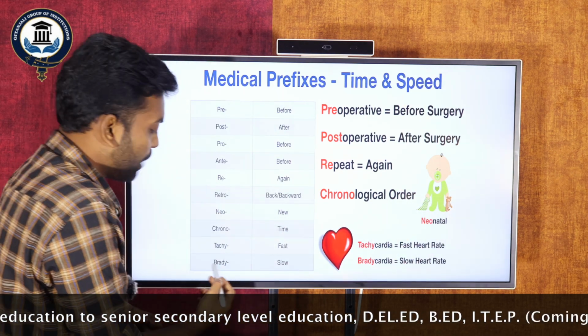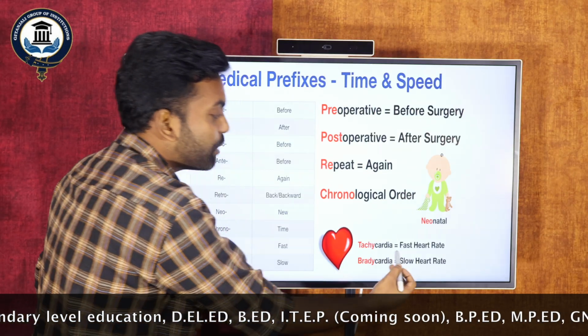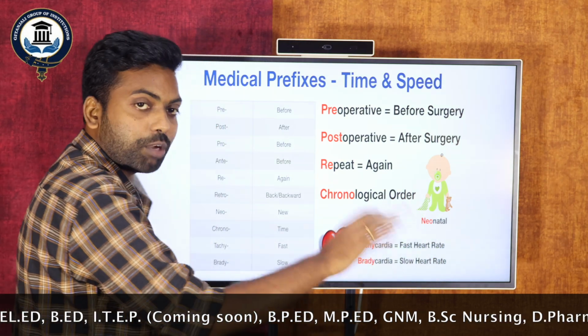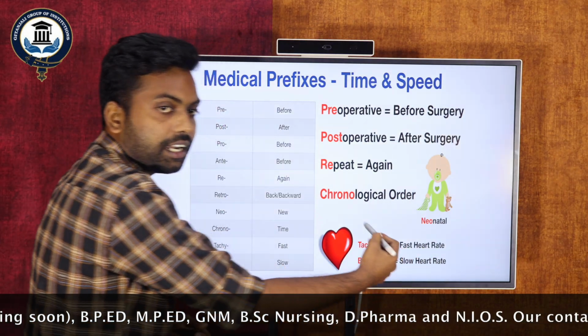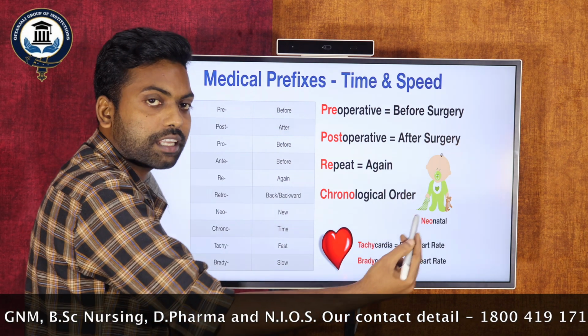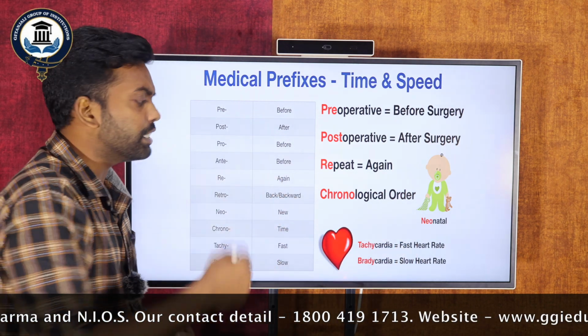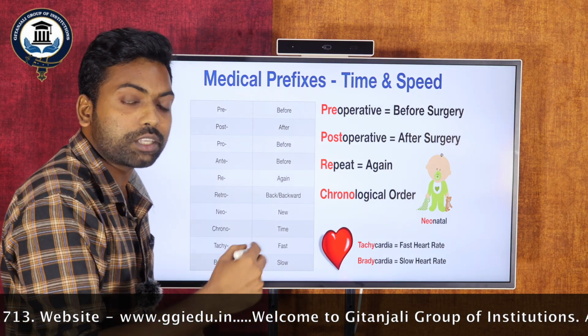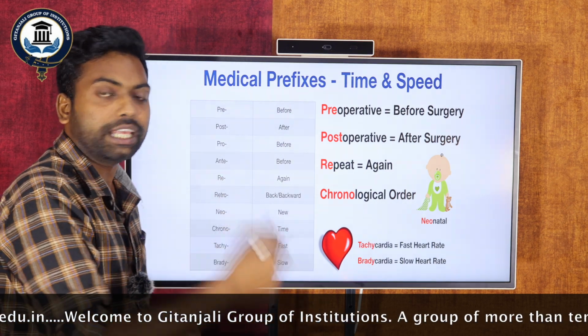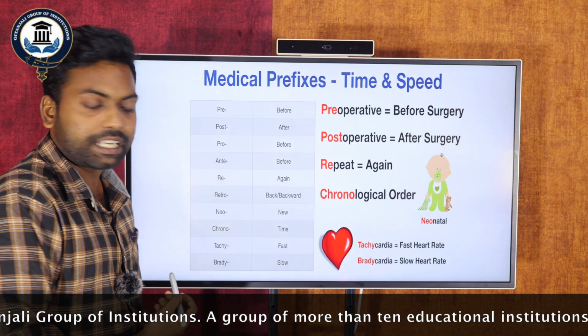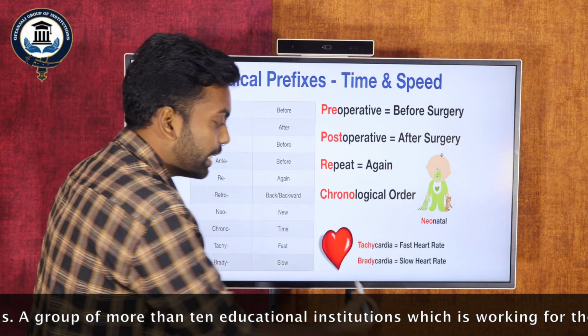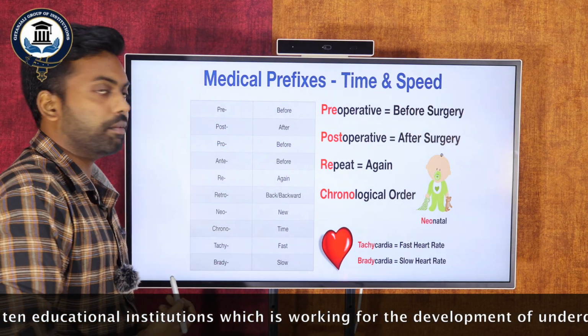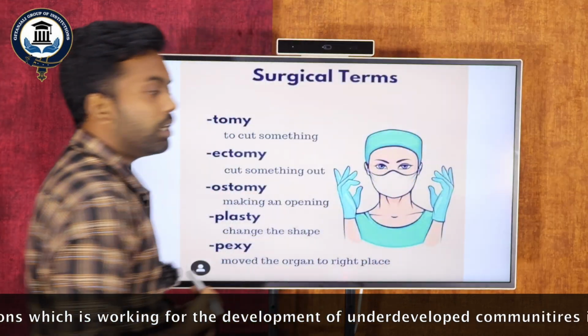And tachy and brady. As you can see, tachy is nothing but faster. Brady is nothing but slow. As we can see, in tachycardia the heart rate is going to increase. A lot of students get confused between tachycardia and bradycardia. So tachycardia is when the heartbeat is going to increase, we call it tachycardia. Whereas when the heartbeat is going to decrease, that will be called bradycardia. So this is the main terminology we can see.